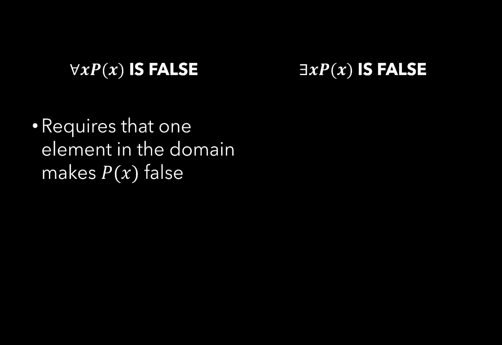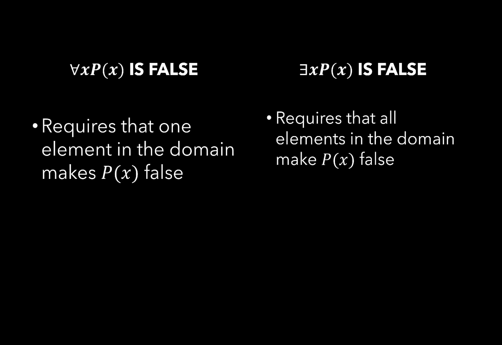If I have there exists x, p of x, and that statement is false, that does mean that all of the elements in the domain make p of x false. I can't have any times that this statement is true if there exists is going to be false.